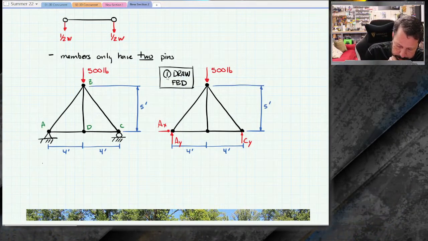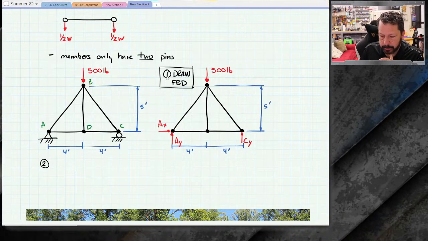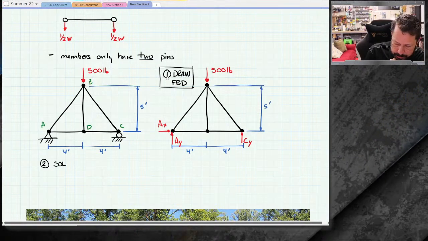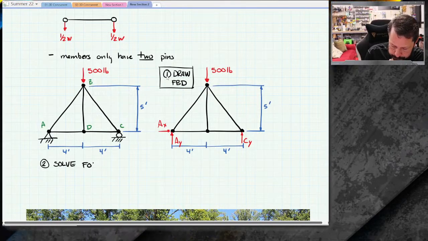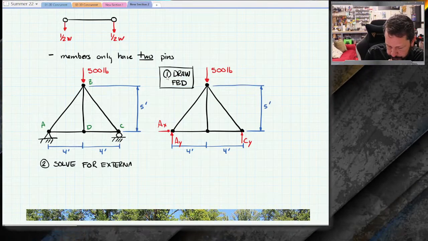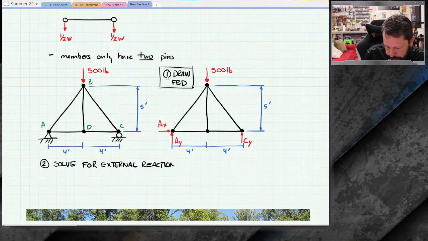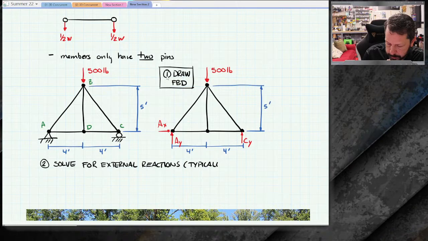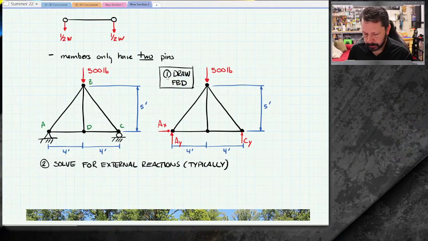Number 2, and this is where it might differ depending on the exact problem, but typically solve for external reactions. So AX, AY, and CY. And I'll put typically, because there are some cases where maybe you don't do this as the second step.